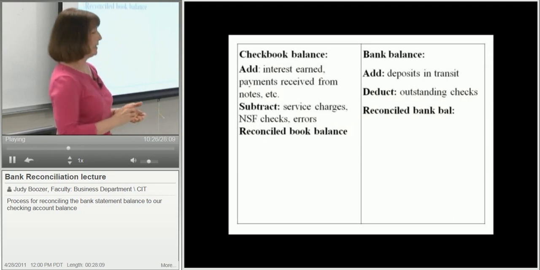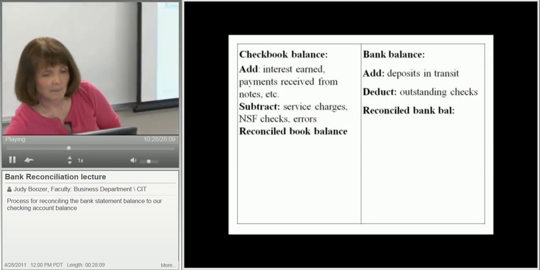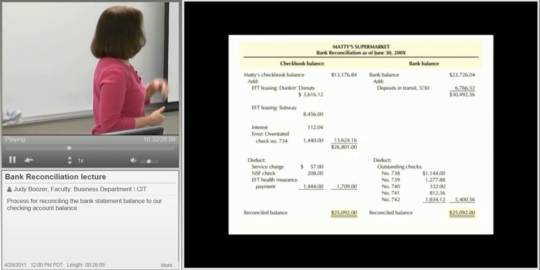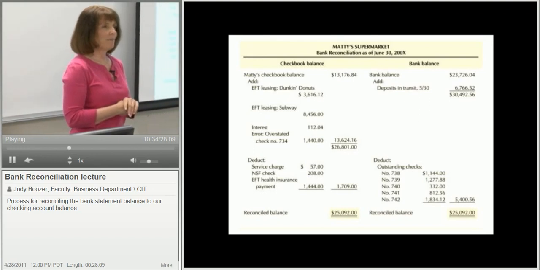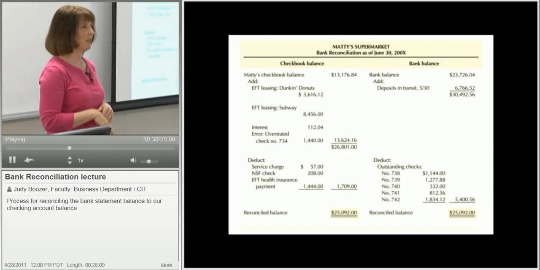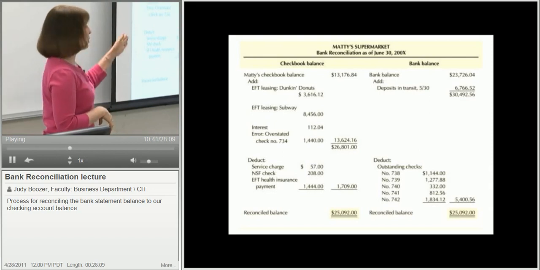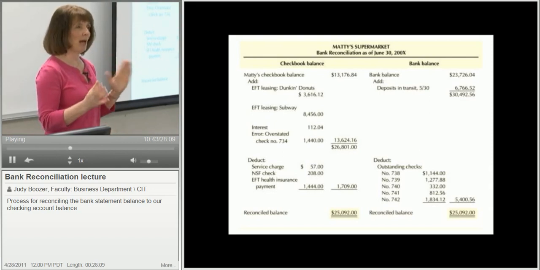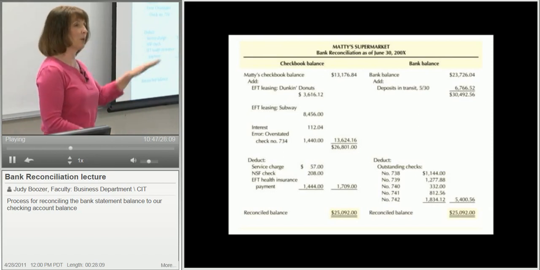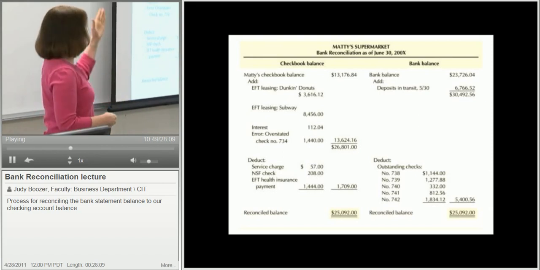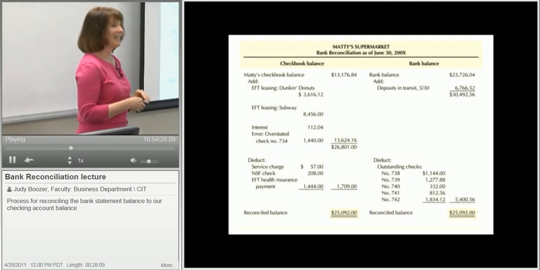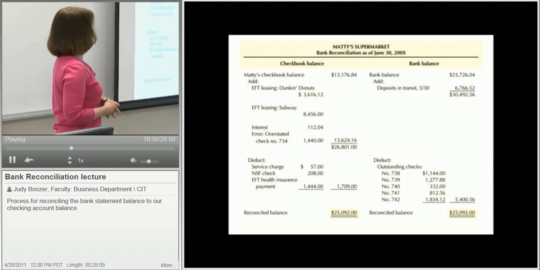Okay? Let's take a look at an example. Notice at the top, it's just the name of the company, what it is, and a date, like we've seen before. And then this one puts it in two columns, although you don't have to. It doesn't matter if you put the checkbook balance on the left or on the right. But let's take a look one more time at the different items that affect which balance side.